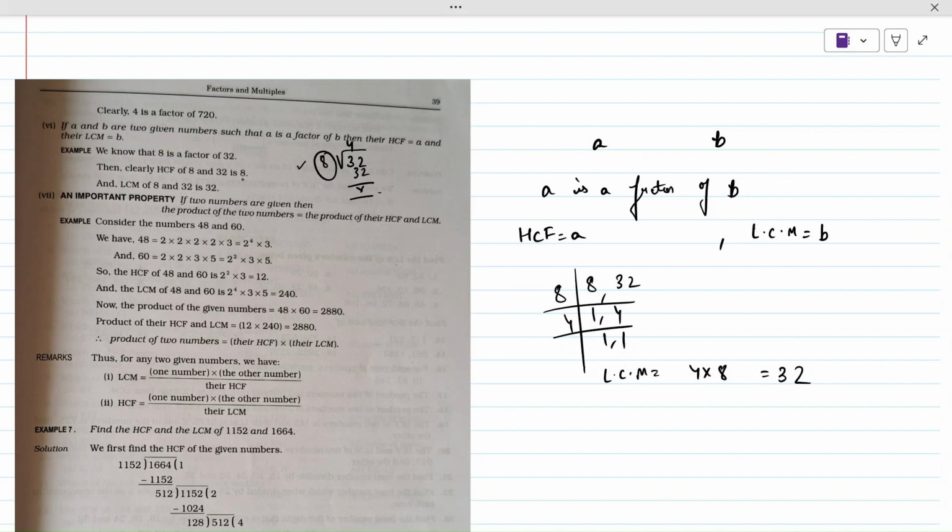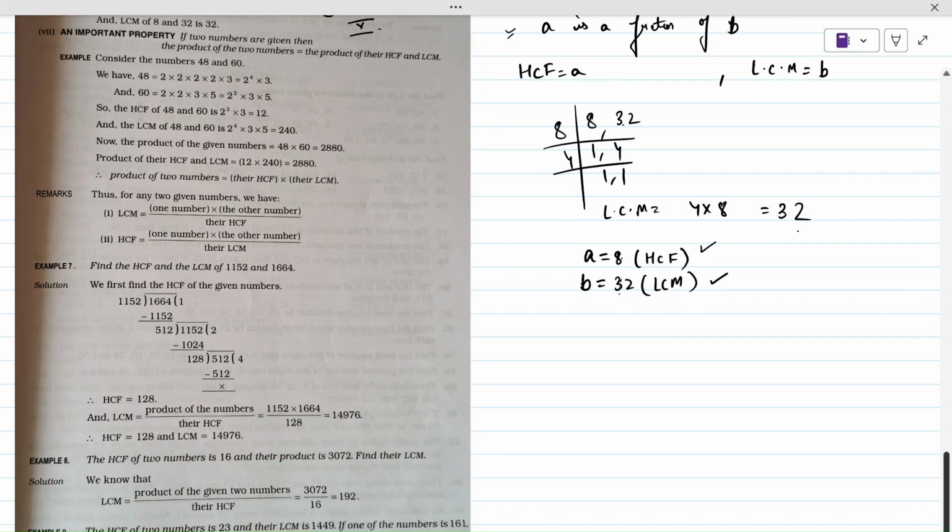We took two numbers, 8 and 32, and it is saying that A is a factor of B. We know that 8 is a factor of 32, and we have found that the HCF of these two numbers, 8 and 32, is 8, and the LCM of these two numbers is the number itself, which is 32. So this is true. That means in this case A is 8, which is the HCF, and B is 32, which is the LCM. So the two numbers were 8 and 32. 8 is a factor of 32, 8 is the HCF and 32 is the LCM, right?